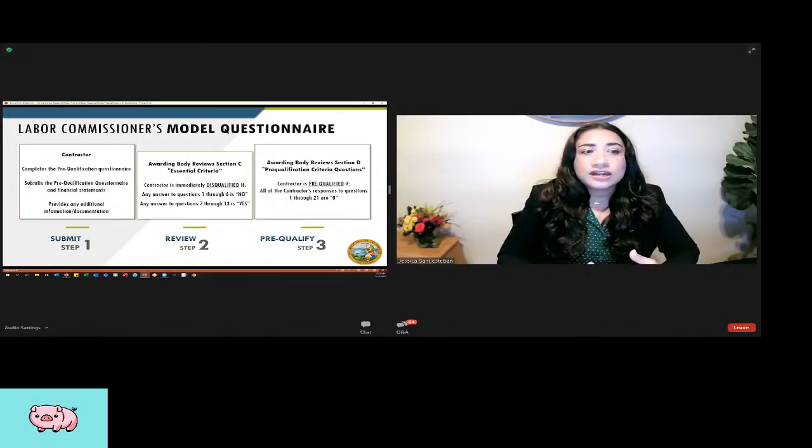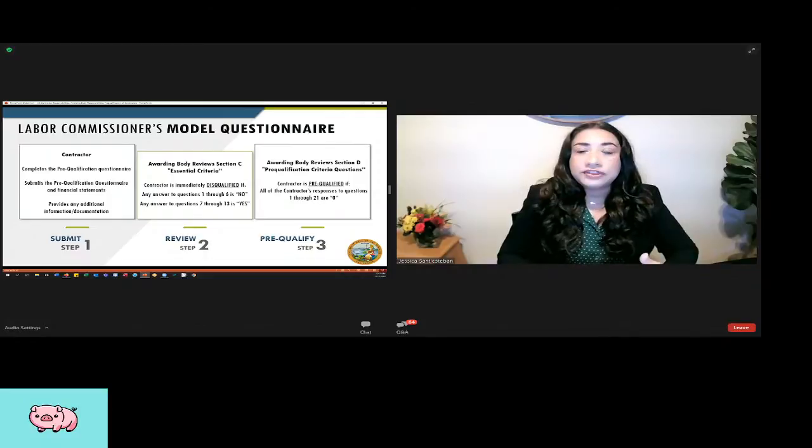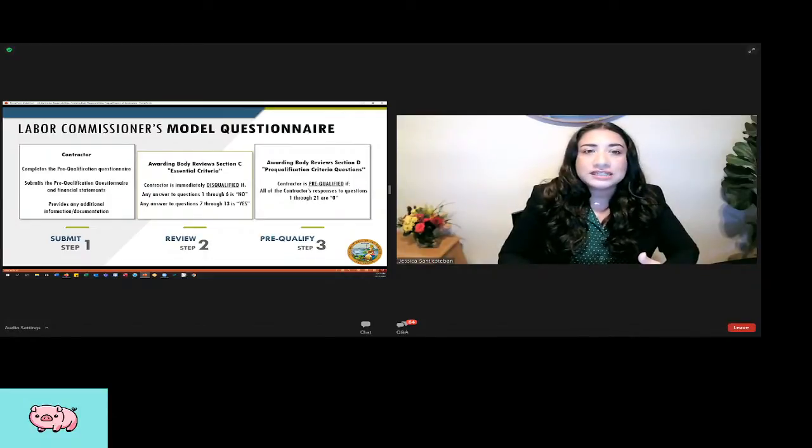So once the contractor submits all the required documentation, the awarding body can then move on to step 2, which is to review section C, the essential criteria questions. There are a total of 13 yes or no questions in this section. If any answers to questions 1 through 6 is no, or any answers to questions 7 through 13 is yes, that contractor is actually immediately disqualified.